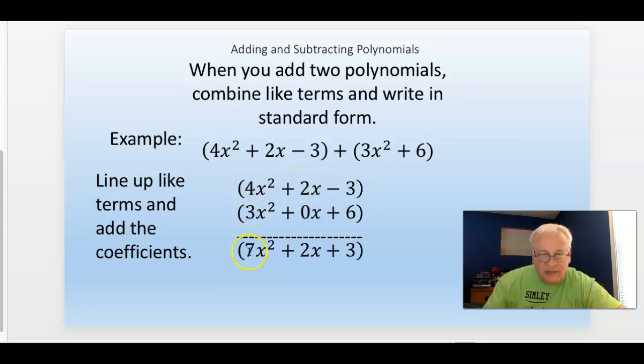4 plus 3 is 7x squared. Right? 2x plus 0x is 2x, okay? And then 6 minus 3 is 3, all right? Just add up like terms. Again, you don't have to write it up and down like this, but it might help you.